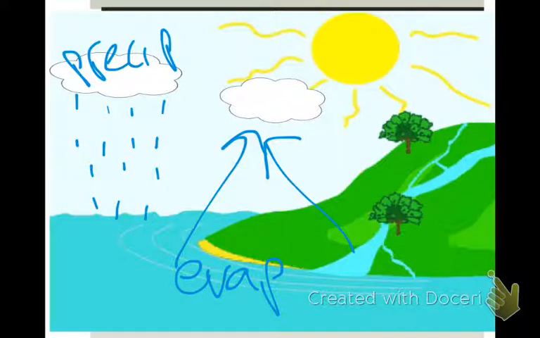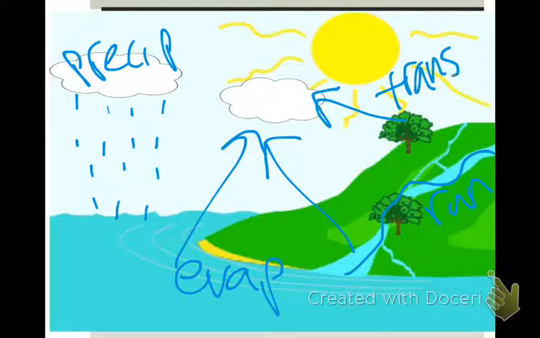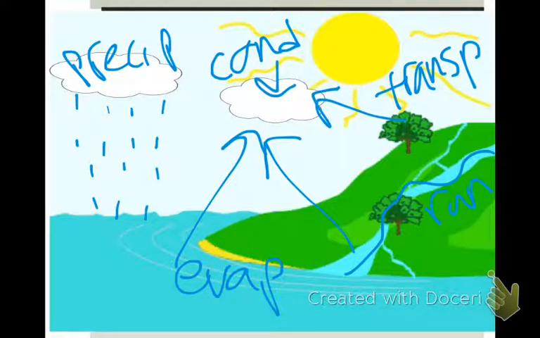You also have the water that is going down the stream. That would be called runoff. And then you have water that is leaving the trees, and that is going to be your transpiration. Now, as this water down here evaporates and as the water from the tree transpirates, then what process does it go through to make this cloud? Well, that is condensation. So the clouds are undergoing condensation.